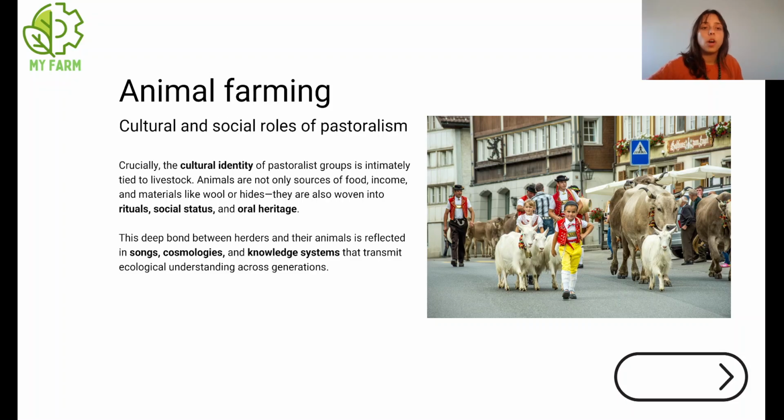Crucially, the cultural identity of pastoral groups is intimately tied to livestock. Animals are not only sources of food, income, and materials like wool or hides, they are also woven into rituals, social status, and oral heritage. This deep bond between herders and their animals is reflected in songs, cosmologies, and knowledge systems that transmit ecological understanding across generations.